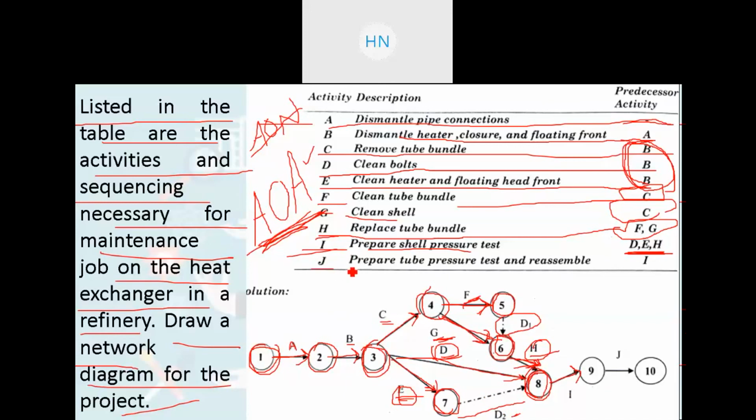After that, the last activity J, that is prepare tube pressure test and reassemble. For this activity J, the predecessor activity is I. So from I we will add one more event, that is event number 9, and from that we get the arrow coming out, that is activity J. And after that, as the last activity, we have the ending event or ending node, that is event number 10, and this is your starting node, that is event number 1. So in this manner you can generate the network.